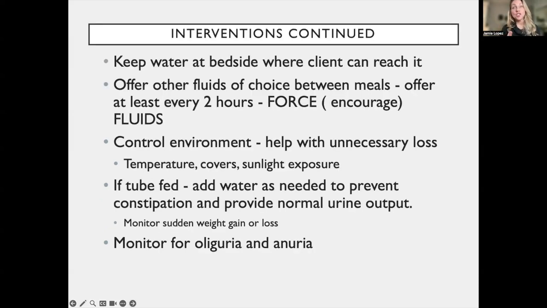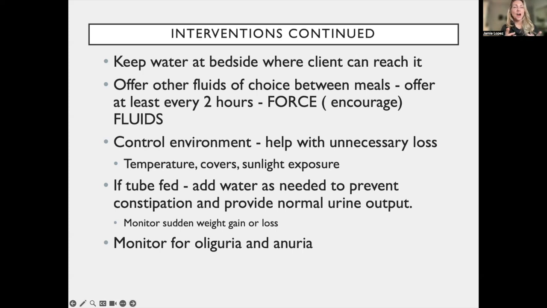Okay, so what can we do to support our patient's hydration status? Let's say they're allowed to have things by mouth. They're allowed to drink, they're allowed to eat. We want to keep their water at their bedside full all the time. So when we get to the clinical setting, you'll see they'll always have a pitcher of water on their bedside table. Every time you fill it up, you want to pour them a cup of water and ask them to take a few sips for you.